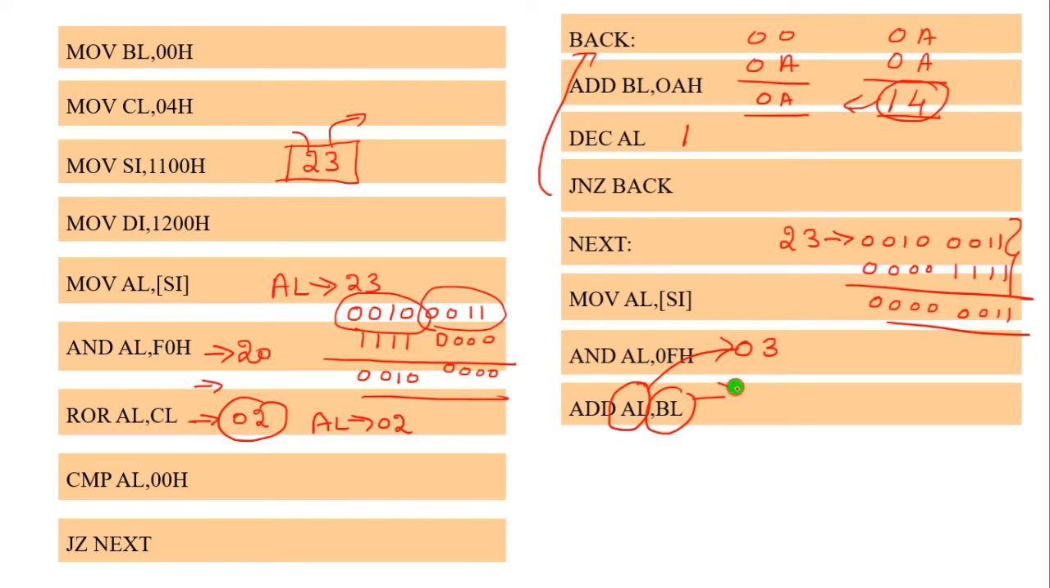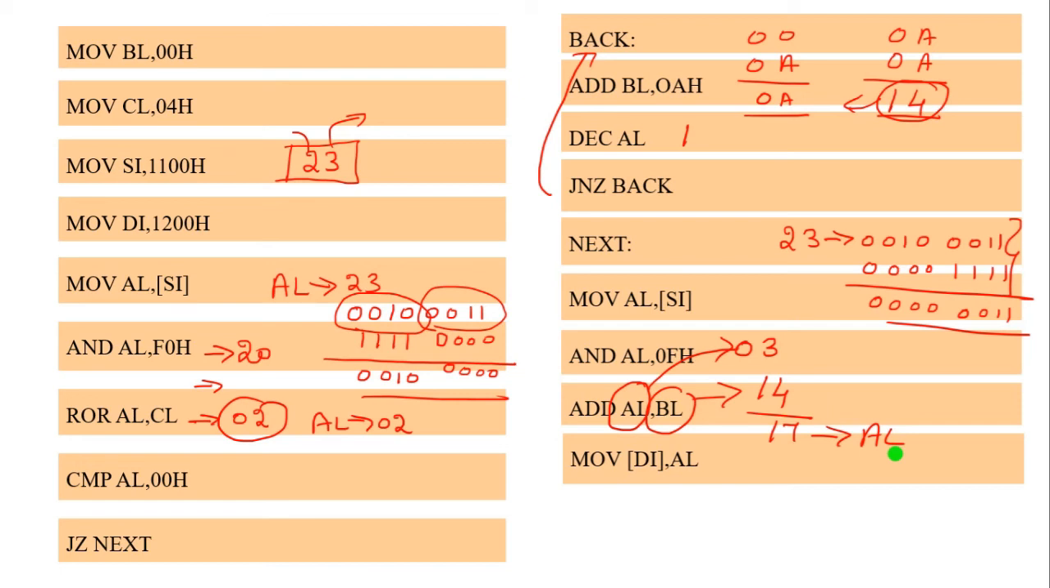What is the result? This value becomes 14. Now we are going to add these two data. That result is 17. The 17 result is available in AL register. After this addition, the data is moved into the destination index, that is an indirect addressing mode. It is mentioned in the 1200. It is a pointer for the result.